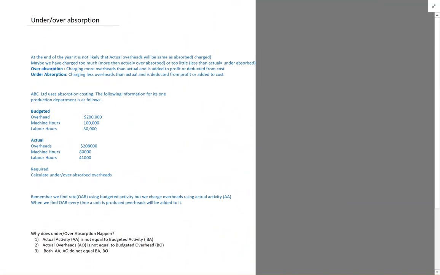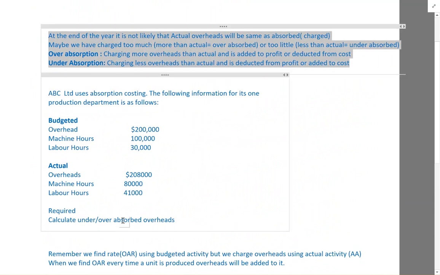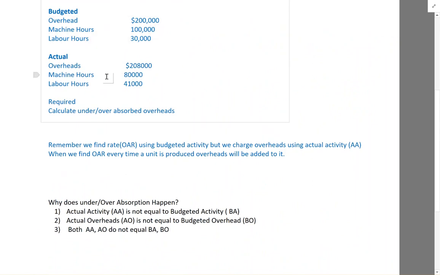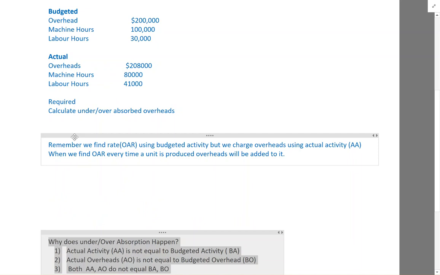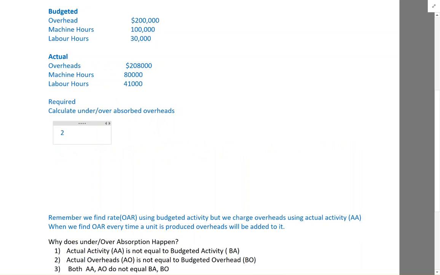Let's look at a question. So this is what I explained. Calculate under or over absorption. ABC Limited uses absorption costing. The following information for its one production department is as follows. We have budgeted overheads, machine hours, and labor hours. And then we have actual overheads, machine hours, and labor hours. Remember, rate is found using budget. So we're going to take 200,000 divided by the machine hours or labor hours. Remember, machine hours, because machine hours is more. So we would have 2 per machine hour. This is our OIR.